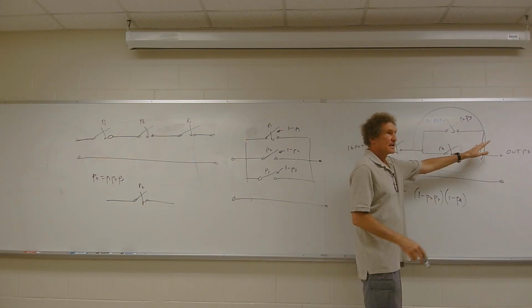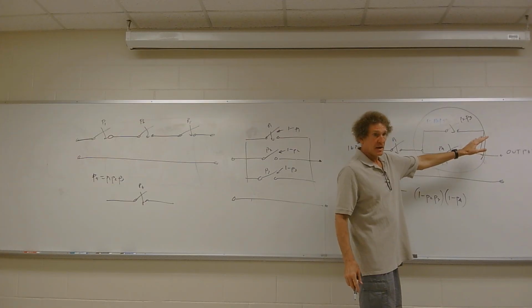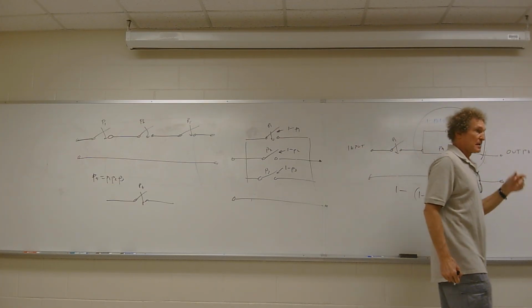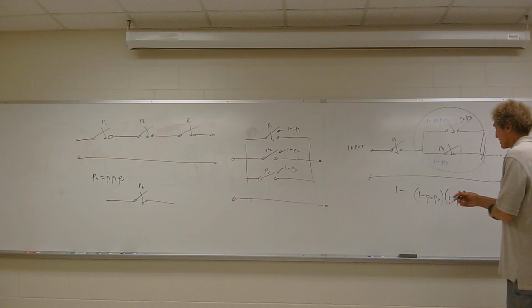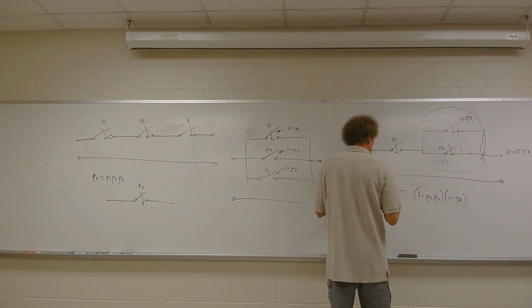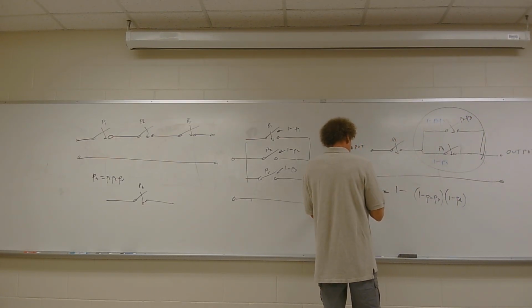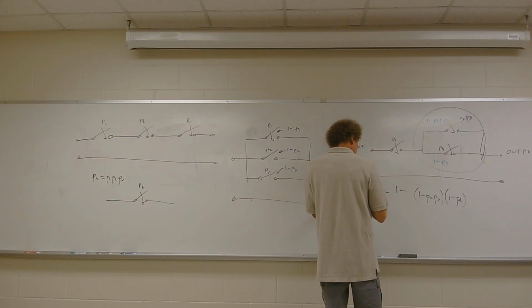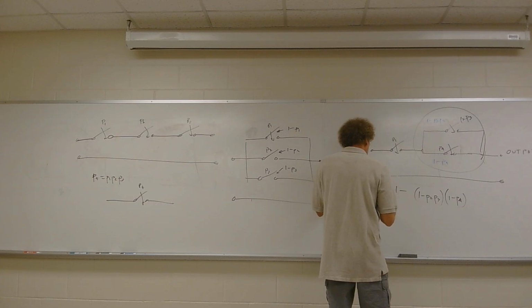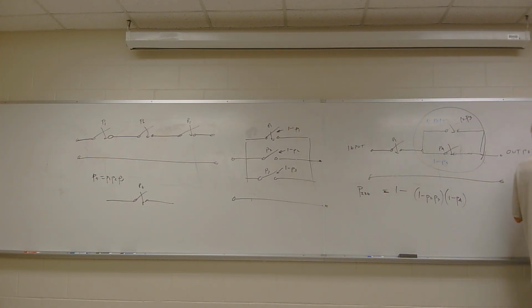Now I have the probability of that working. Now I can replace that with that value there, and I'm just going to call this P2,3,4. So I can replace it with a switch of P2,3,4 working, and then I have P1 here.